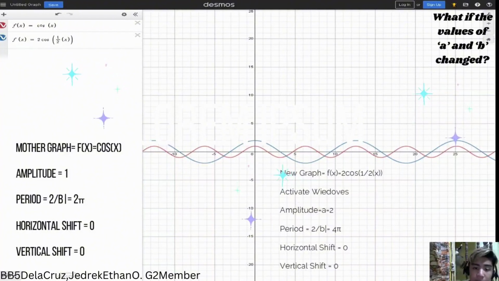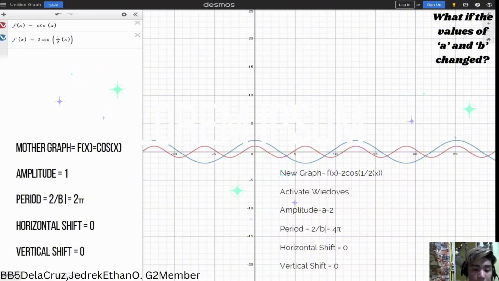But changing both A and B simultaneously will alter both the amplitude and period of the graph, making it taller or shorter and oscillate more or less frequently depending on the specific values that you have chosen.